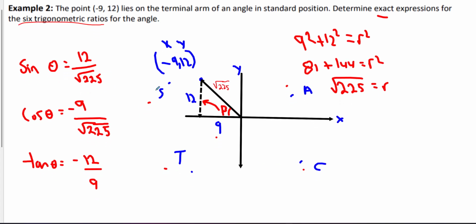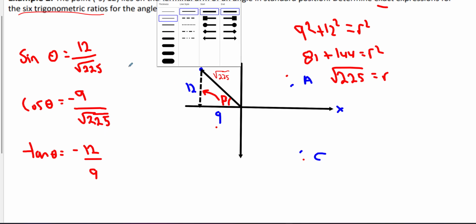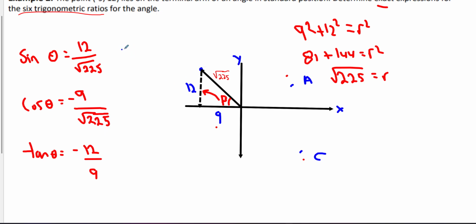So these are primary trig ratios. So far, nothing new. But now I'm going to write my reciprocal trig functions, or trig ratios. So now I have cosecant, which is the opposite of sine. So that's going to be root 225 over 12. And all I'm doing is just flipping the fraction. Secant, which is the opposite of cos, and I'm just flipping the fraction.